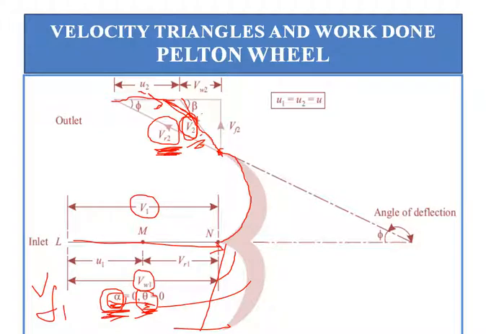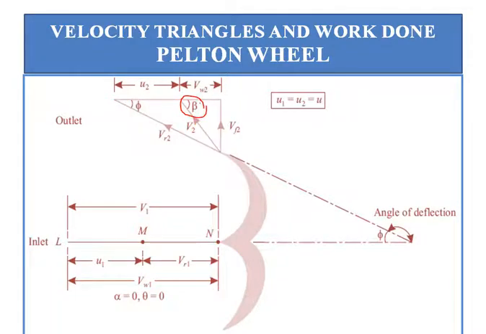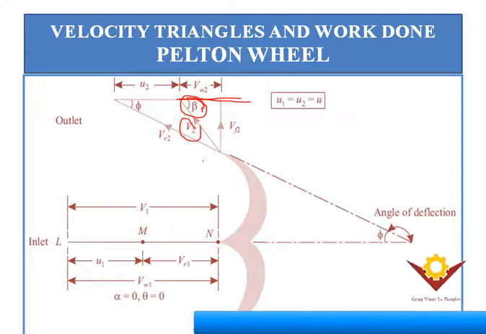You can see here that beta is making some angle with respect to the horizontal, right? So what is beta? It is the jet outlet angle with respect to your absolute velocity V2. That means this V2 is making some angle with respect to the horizontal. Actually, in this case it is an acute one. How can you say this is an acute angle?